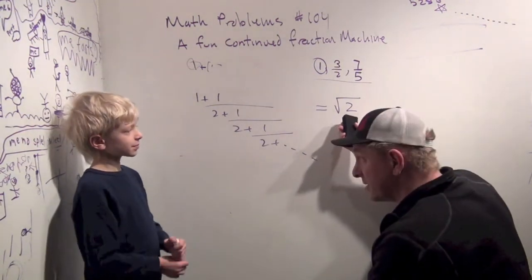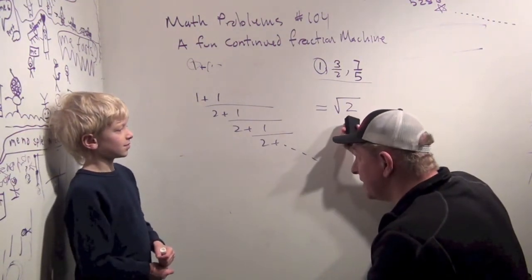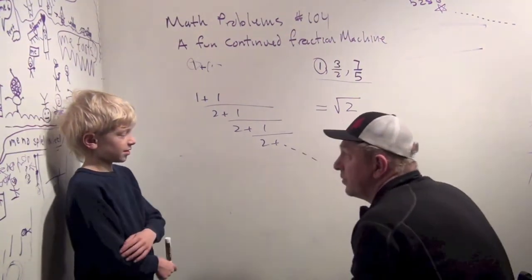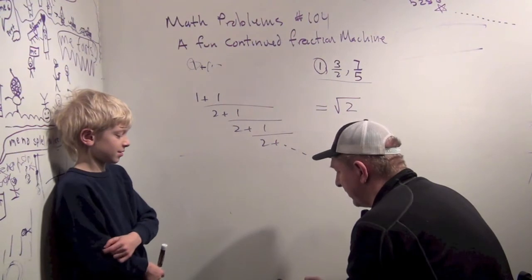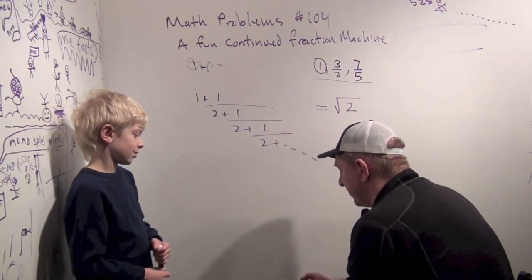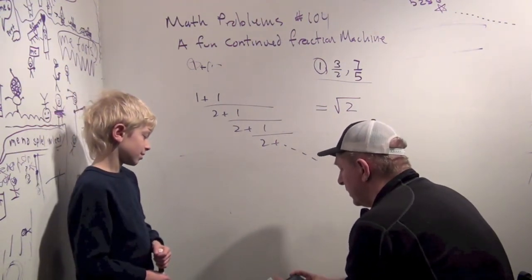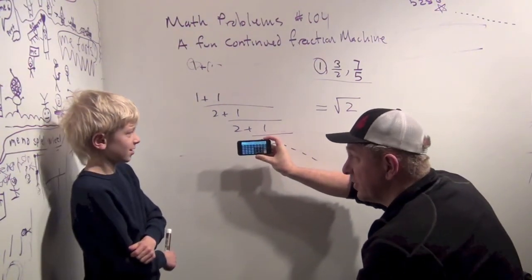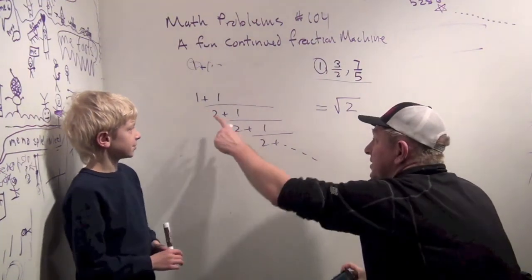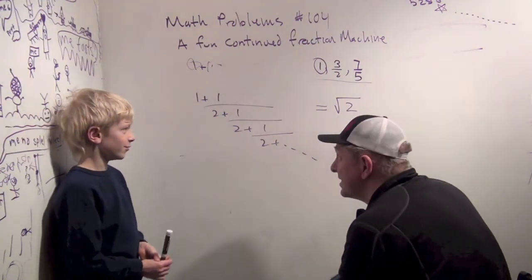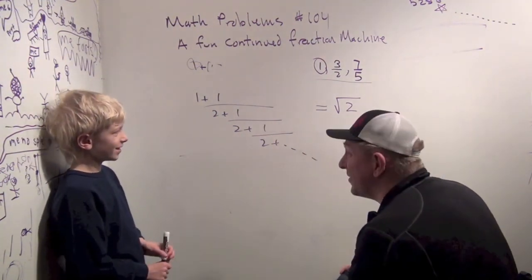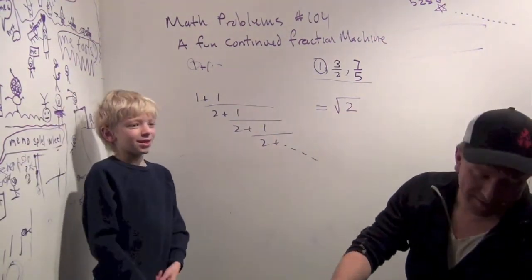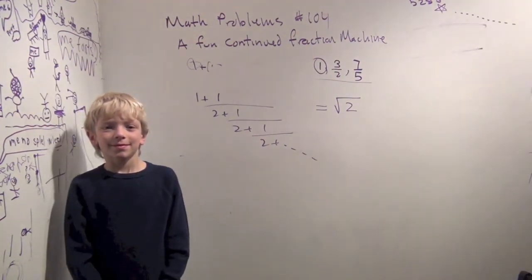The square root of 2 seems like a pretty complicated number. When you look at it on a calculator, you get 1.414 and it just goes on forever and doesn't ever seem to repeat. It's a crazy number, right? But when you write it as a continued fraction, it's really simple. Cool, right? Continued fractions are really neat, very cool.